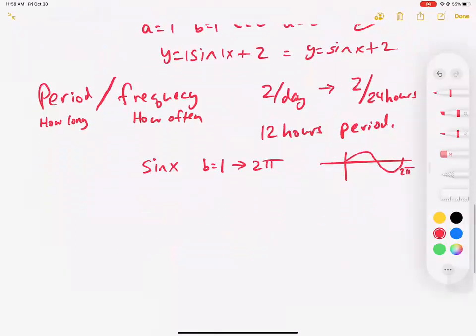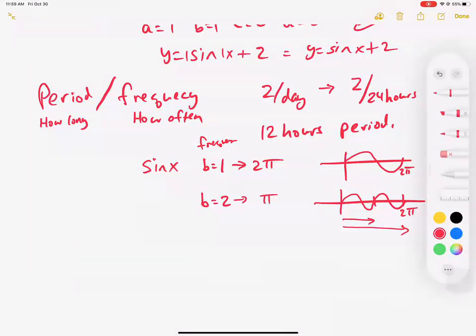But what if I tell you the b value is equal to 2? I want you to finish, remember this is frequency, finish 2 times every 2 pi. So don't you have to squeeze 2 graphs in here now? But how long would it take you to do each graph? If it takes me 2 pi to finish 2, how long would it take me to just finish 1? Just pi.